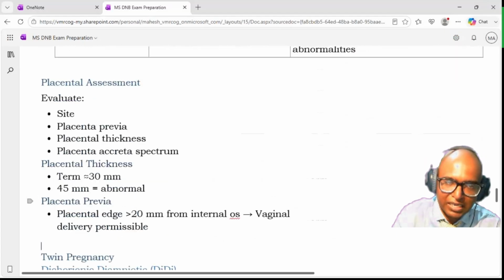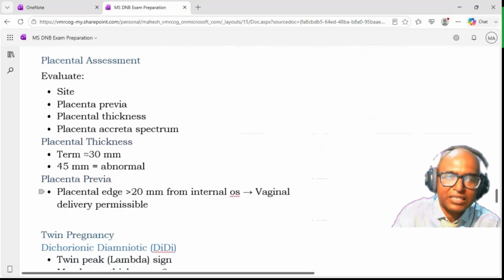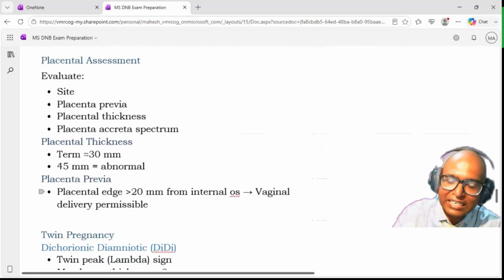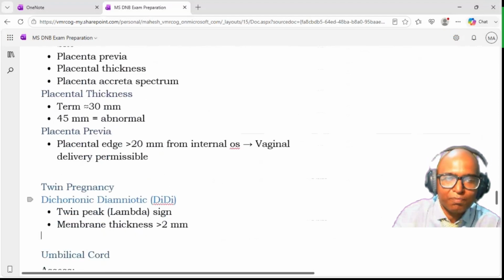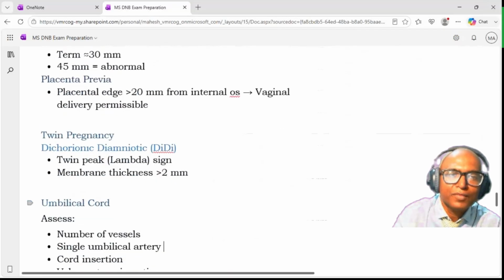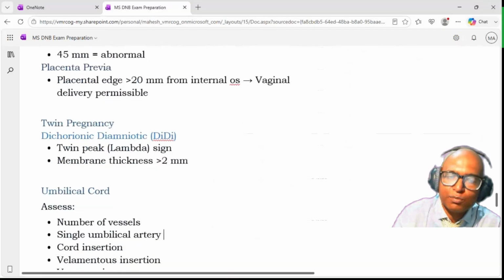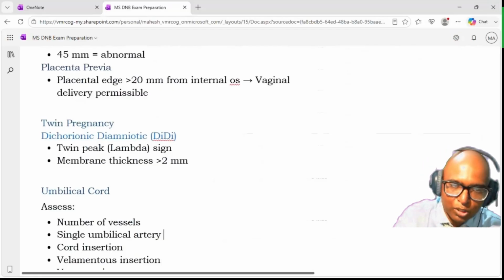Then coming to the placental assessment, evaluate the site of the placenta, placenta previa, placental thickness you should mention, placenta accreta spectrum you should look for. Placental thickness at term is around 30 millimeter. Okay, if it is 45 millimeter or more, then it is abnormal. You should also know the causes of placentomegaly. Then placenta previa, placental edge more than 20 millimeter from the internal os, vaginal delivery is possible.